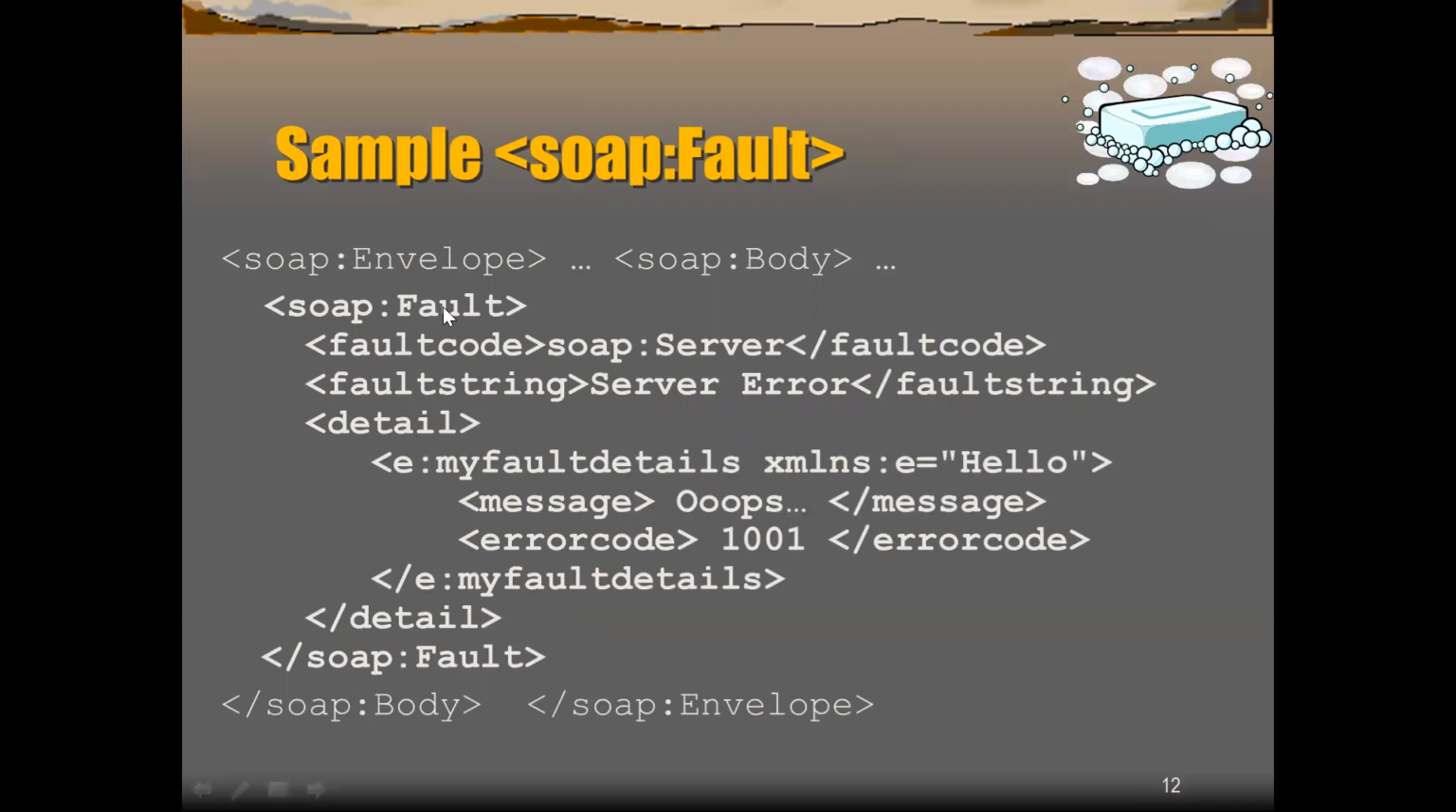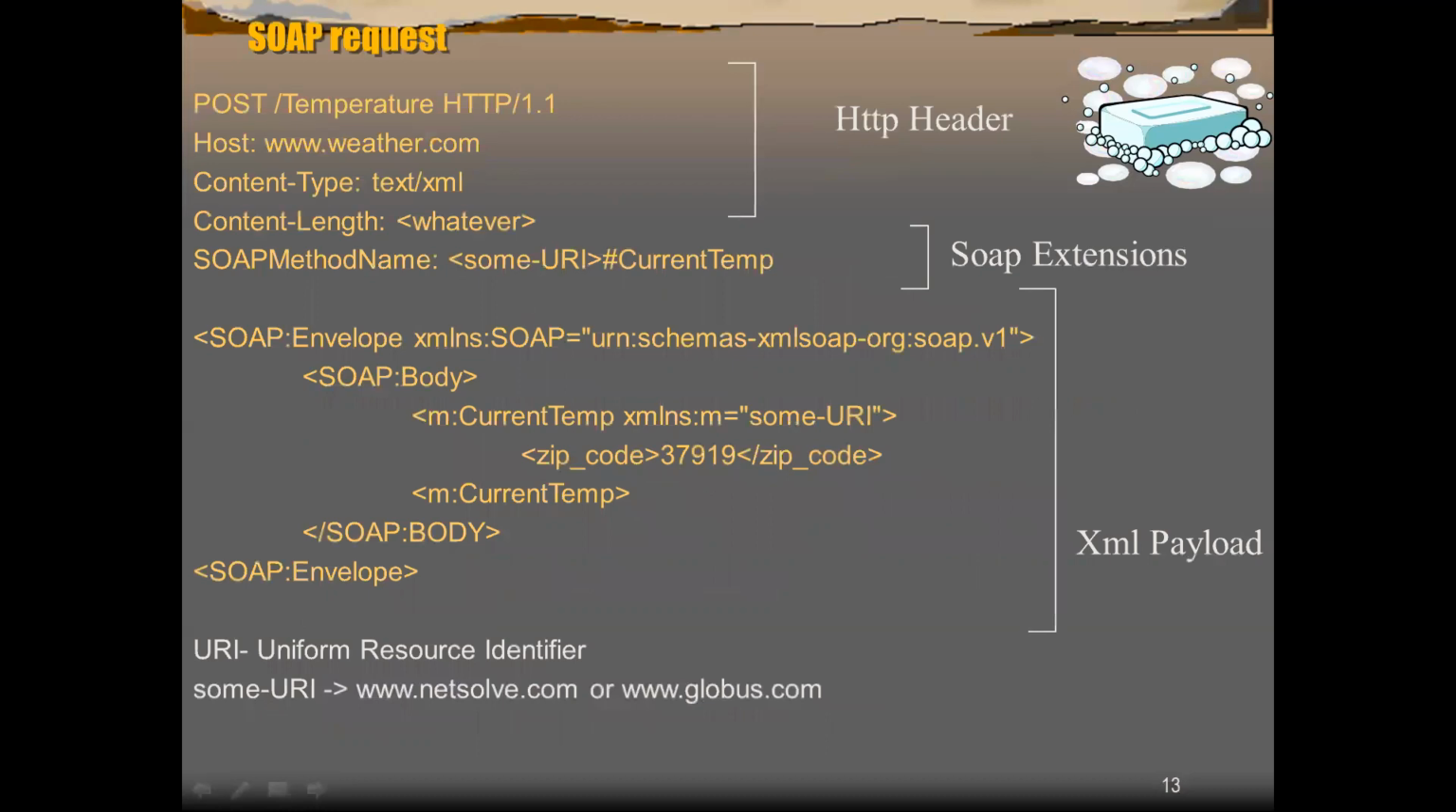This is the structure of a SOAP fault. As I told you, whenever you want to display some error information, you can use SOAP fault. Inside the envelope you have the SOAP body, and inside the SOAP body you can use the fault. Here, the error information like fault code, fault string, and other details we can include inside the SOAP fault. This is an example of a SOAP fault.